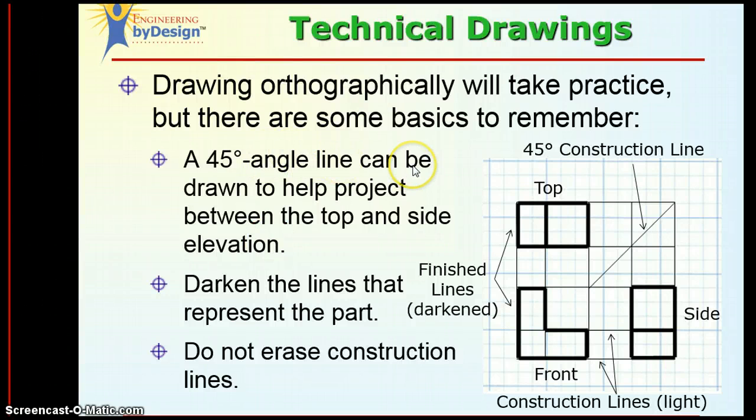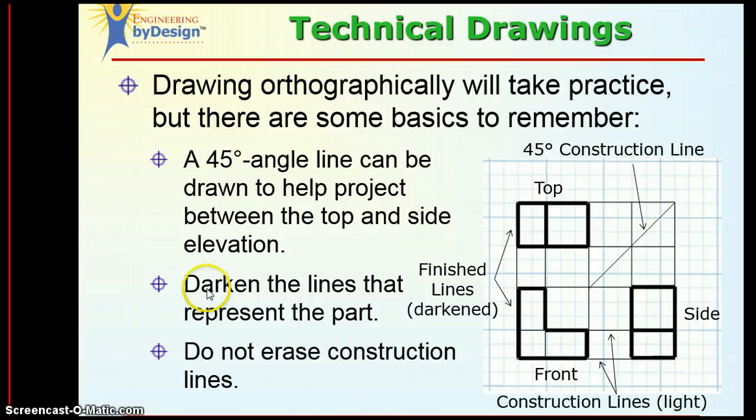A 45-degree line can be drawn to help project between the top and side elevation. So we draw a 45-degree line in this open area, this open box, to help us draw from the top elevation to the side elevation. And all that's doing is we've taken, for example, this construction line and we've drawn it to this 45-degree angle, and now we're going to use this 45-degree angle to draw that same construction line down through here, and same here. This top, we've used it to draw from here down here.